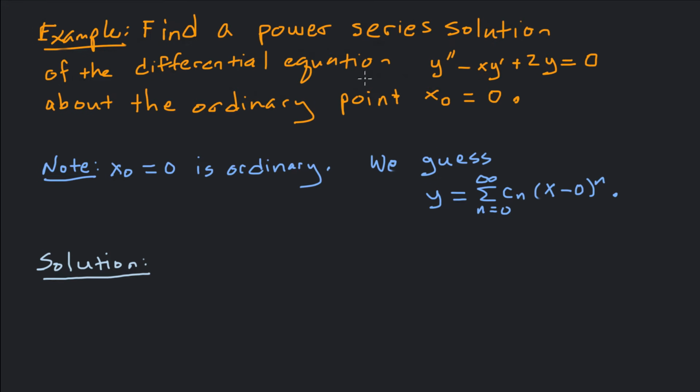Alright, so we've got a differential equation here. We want to find a power series solution of this differential equation, y double prime minus xy prime plus 2y equals 0. We might ask ourselves, why do we need to find a power series solution?